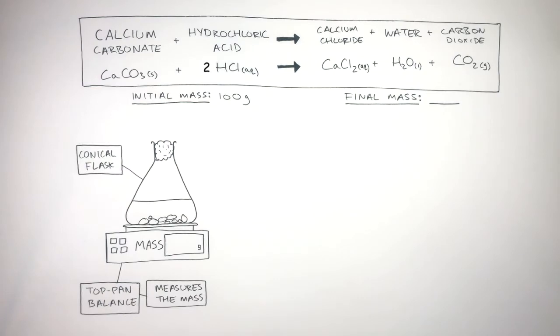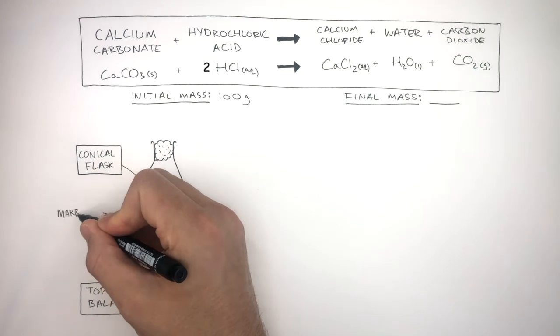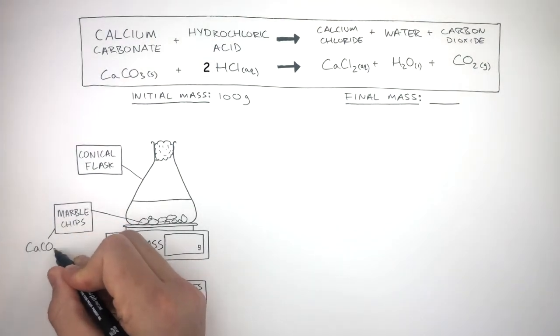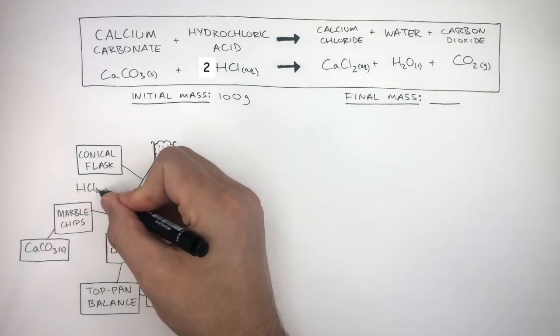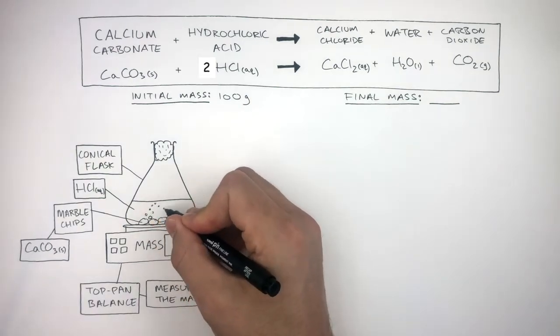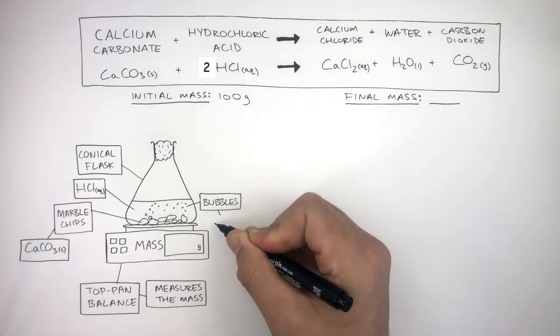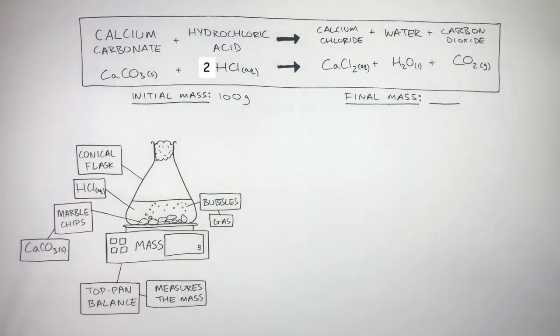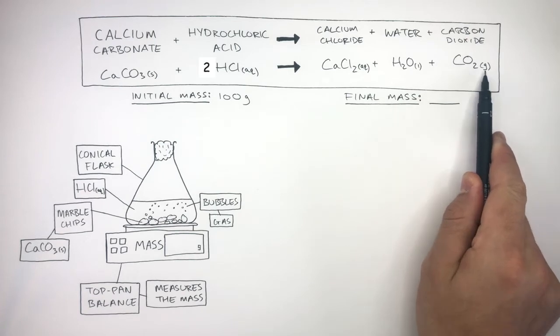The conical flask contains the reactants. These are the marble chips. They are made of CaCO3 and they're a solid. They're immersed under the HCl, which is aqueous. As the calcium carbonate and hydrochloric acid react, bubbles are produced. Bubbles always mean a gas is being produced. And in this case, we can see from the chemical equation that it is carbon dioxide, and the fact it has this g next to it means it is a gas.